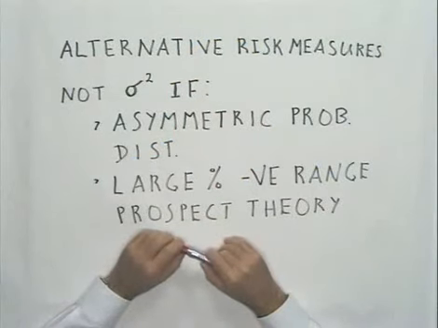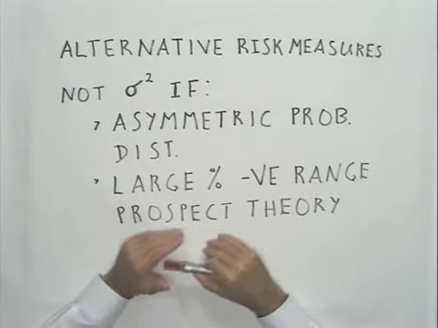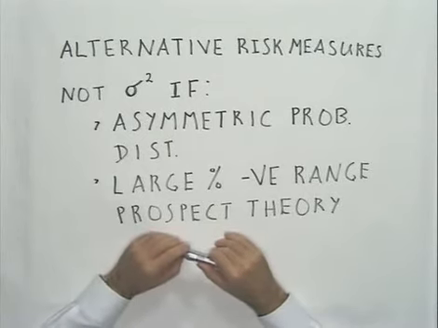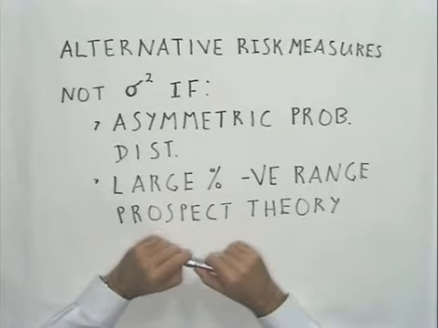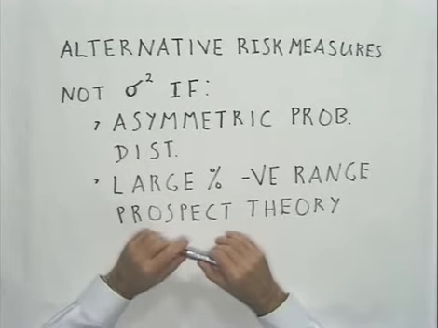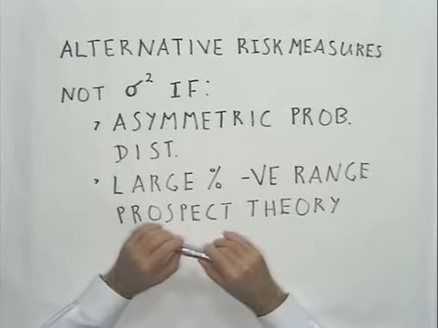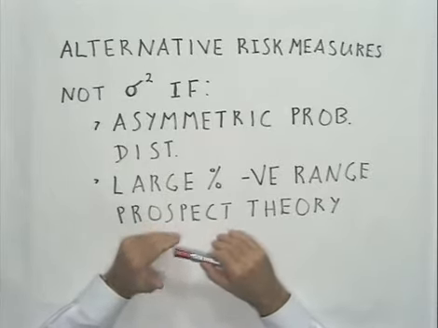Another reason we may not want to use the variance is if we have a large percentage of the values in the negative range. Basically, here prospect theory comes in. For example, if investors are not totally rational and they exhibit certain behavioral characteristics, then one has problems, and I'll come back to how prospect theory fits into this.